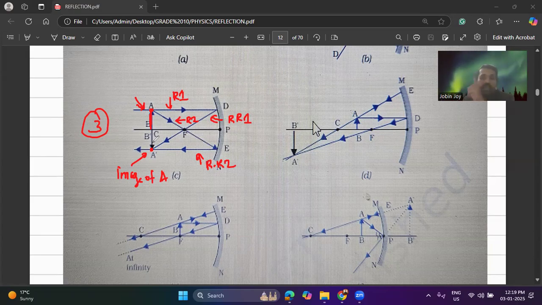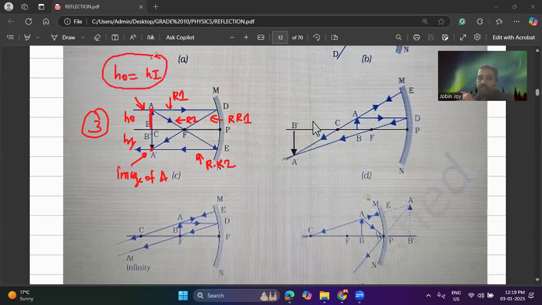That means if the position of the object is at the center of curvature, then we will be getting the image on that particular point, the center of curvature itself. This is another important point. And the image is inverted. That is another point. And what about the size of the image? This is the height of the object, HO, and this is the height of the image. So the height of the object is equal to the height of the image. This is another peculiar property, and again this image is real because the image is in front of this concave mirror. That's why this image is called real.